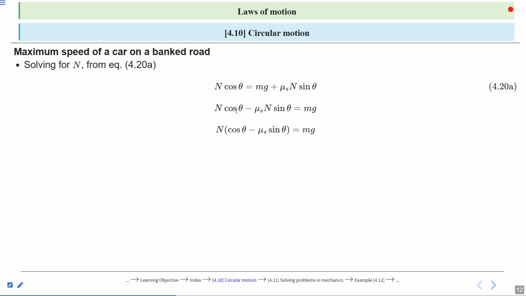So here, n cos theta minus mu s n sin theta. The common thing is n, so take n common, and you get n times (cos theta minus mu s sin theta), which is equal to mg. Now we have to find n. So n equals mg divided by (cos theta minus mu s sin theta). This is the normal reaction in the form of mg and sine and cosine terms, and this is an important equation. Clear?